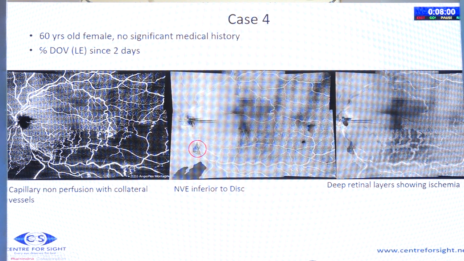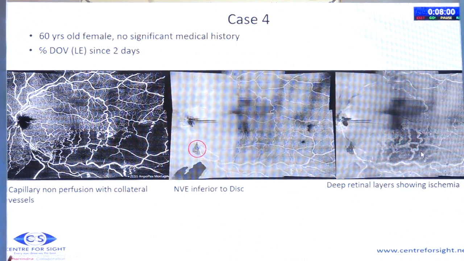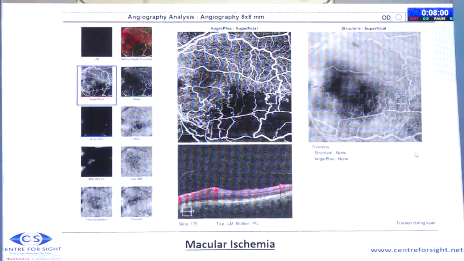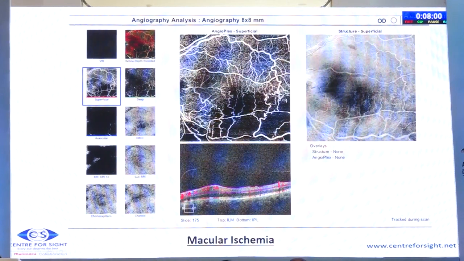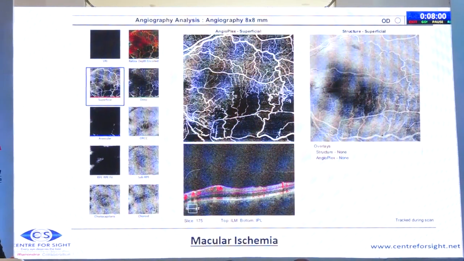This is the en face of the deep layer. You can clearly see the inferior layer and the superior en face image. The inferior temporal area shows the presence of ischemia in the deeper layers also. So she had an area of macular ischemia also, and you see here, these are the vessels, IRMA developing here.